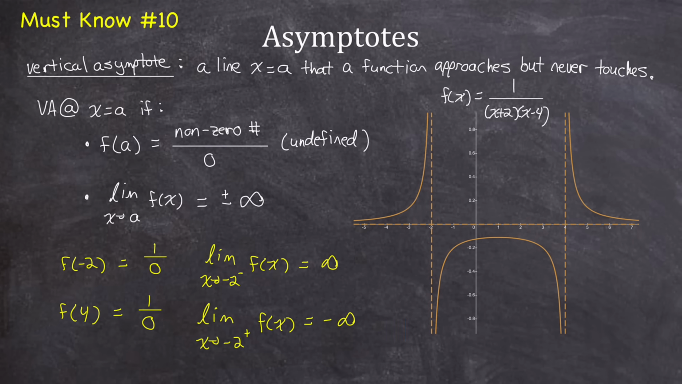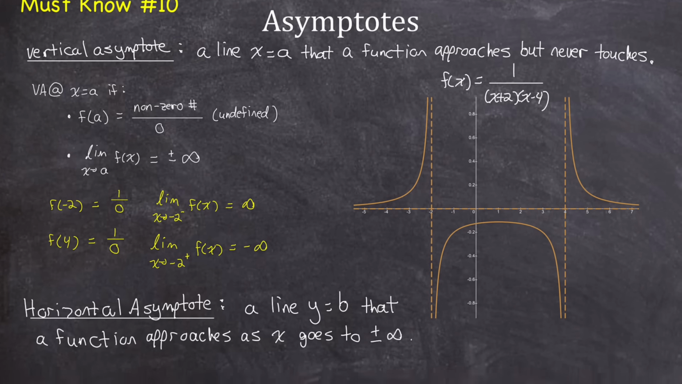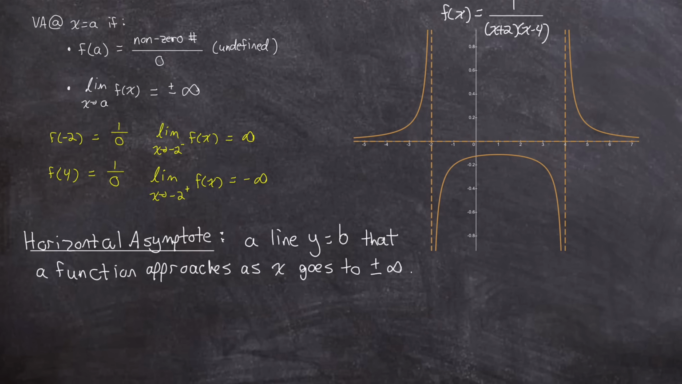Now let me shrink this and let's look at horizontal asymptotes. A horizontal asymptote is a line y equals b that a function approaches as x goes to plus or minus infinity. So how we could write that, we could say there's a horizontal asymptote at y equals b if the limit of f of x as x goes to infinity equals b, and/or the limit of f of x as x goes to negative infinity equals b.